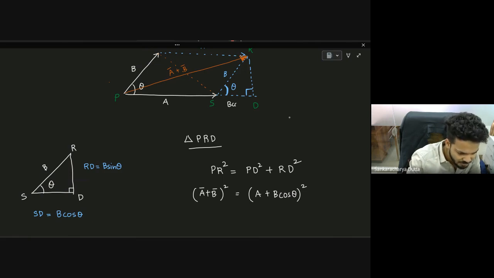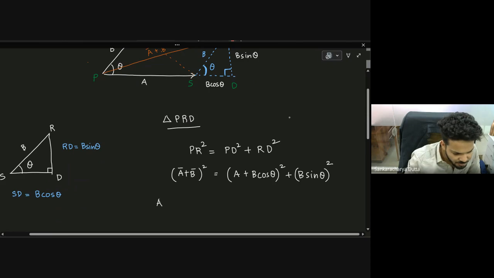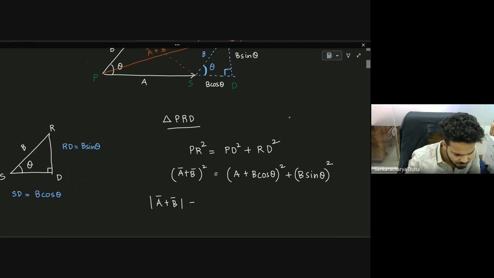This is how much? B cos theta. How much is this? B sin theta. Plus B sin theta ka whole square. Please tell me if this makes sense. Okay, so from here, please do the calculations. Find me how much is A vector plus B vector ka magnitude.